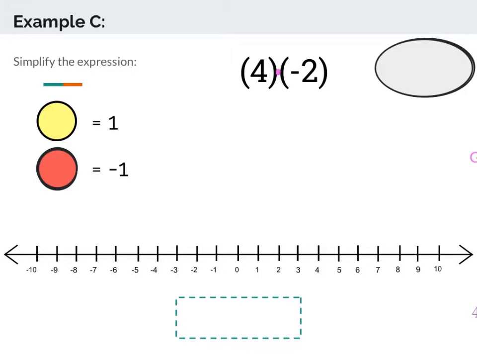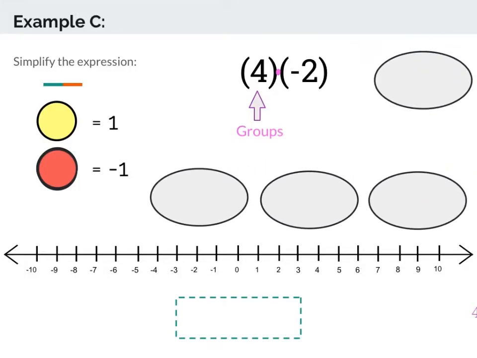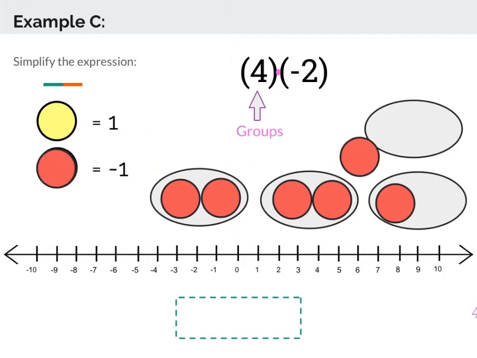I've got a number line there if I'd like to use that, and I've got some counters here if I'd like to do that. Let's start with the counters. The number at the front talks about how many groups we're going to have. So we're going to have 4 groups of -2. We need to bring 4 groups together. I've got one group here, one here, one here, and one here. So I've got 4 groups, and in each group I'm going to have -2: -2 in the first group, -2 in the second group, -2 in the third group, and -2 in the fourth group.